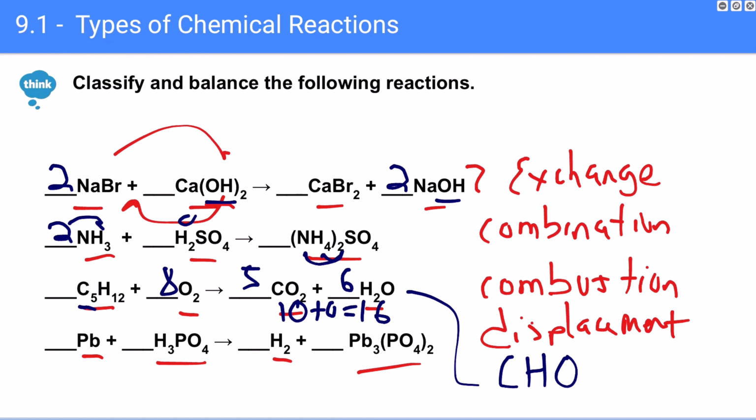Here we got Pb, we got H3PO4. I'm going to go through and do the hydrogens first. So we'll do a 2 here and a 3 here. Again, least common multiple of 2 and 3 is 6. That gives me 2 PO4s, which I'm good with here. We need 3 leads, so a 3 goes in front, and we're done.